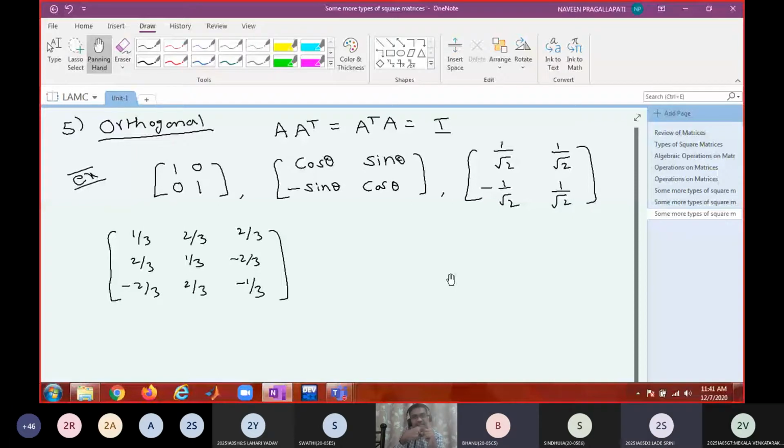Perpendicular vectors. What is the other name for perpendicular? Orthogonal. Can you see that? Okay. So what is the result in an orthogonal matrix? Each column vector is a unit vector and any two column vectors are mutually orthogonal. So if any one condition fails to be satisfied, then definitely it is not going to be orthogonal.